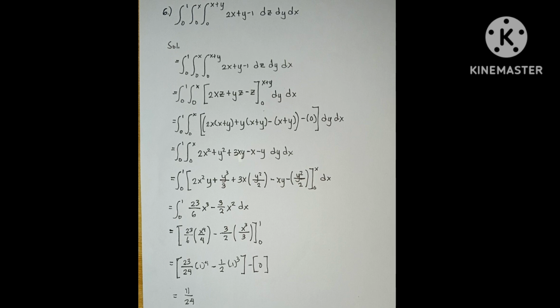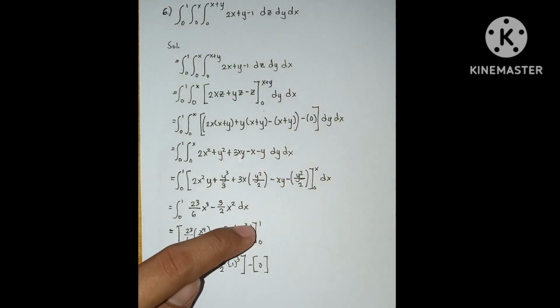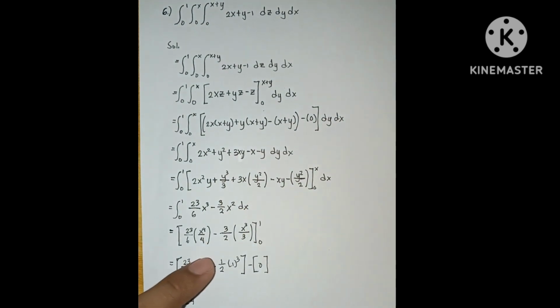So we have the summation of 23 over 6 times the integral of x cubed. We have x raised to the power of 4 over 4 minus 3 halves times the integration of x squared. So we have x cubed over 3 with respect to 0 to 1. So next is we're going to distribute the 0 and 1. So distribute the value of x here.